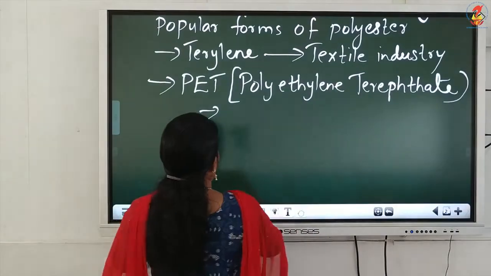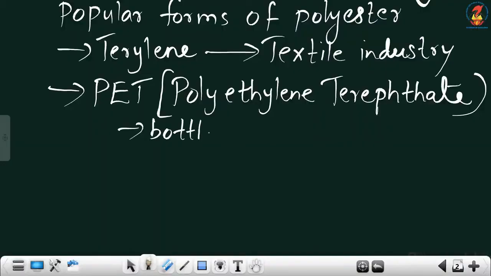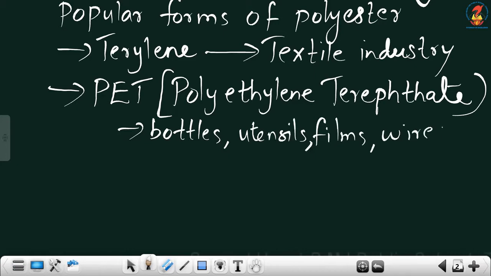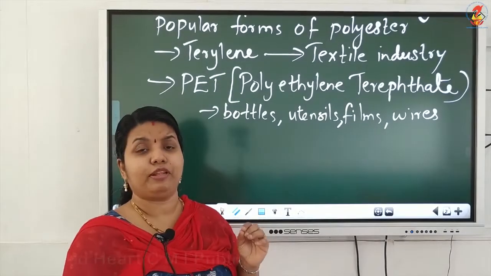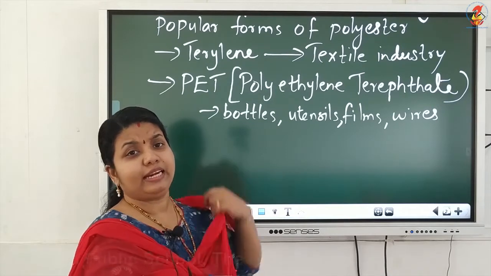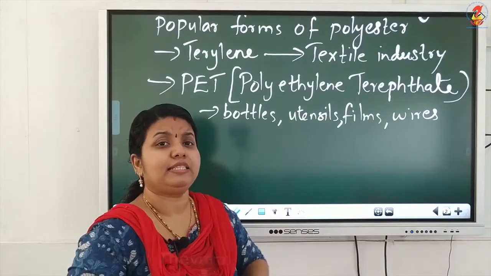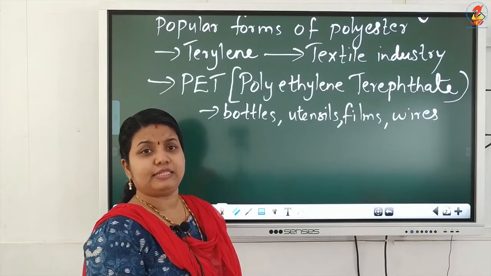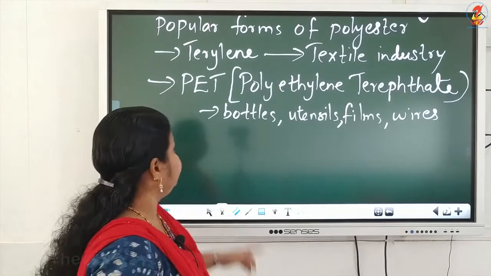So it is used for making bottles, utensils, then films, wires and many other useful materials. Okay. So these are the two familiar or popular forms of polyester. One is terylene, which is widely used in the textile industry, and the other one is PET, which has uses similar to that of plastics.